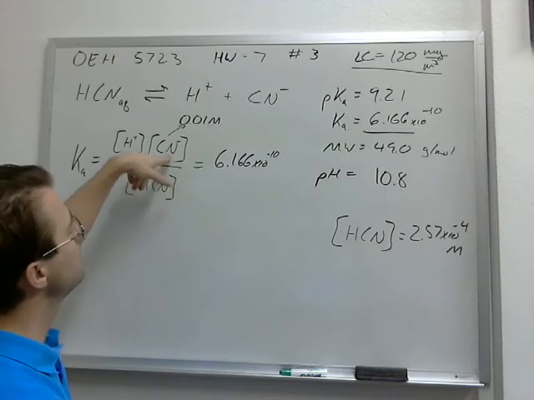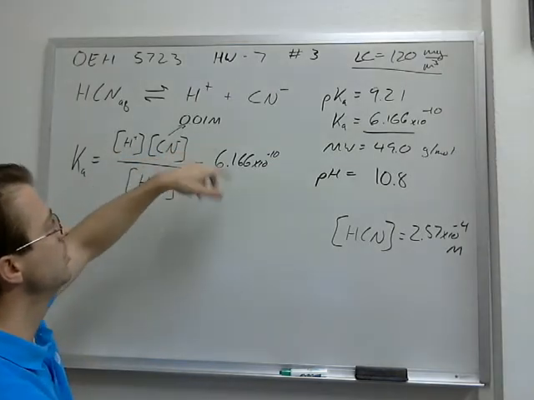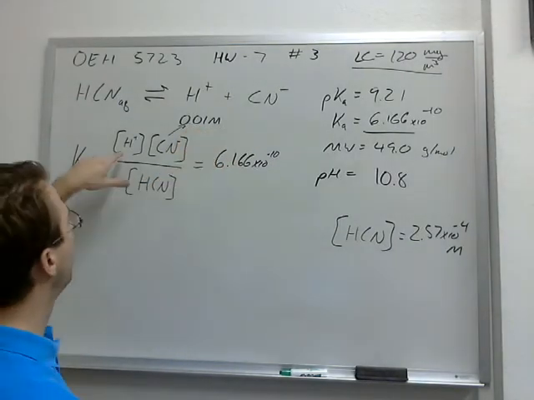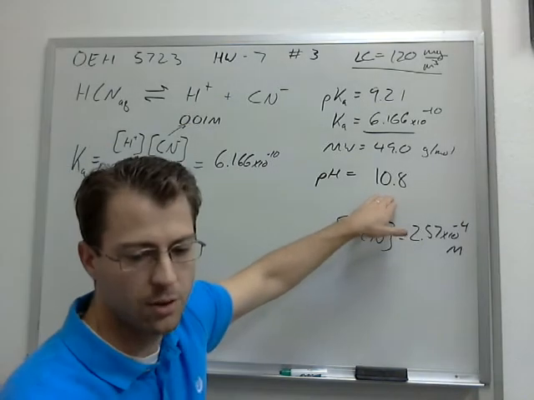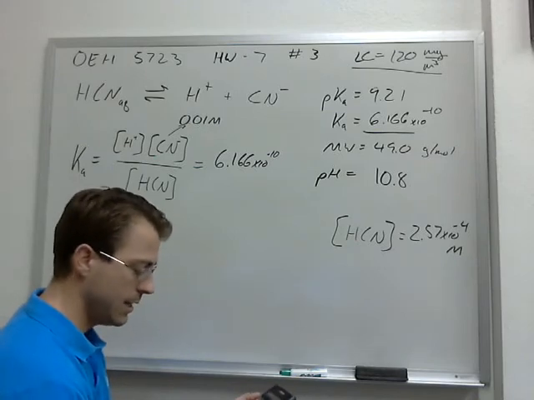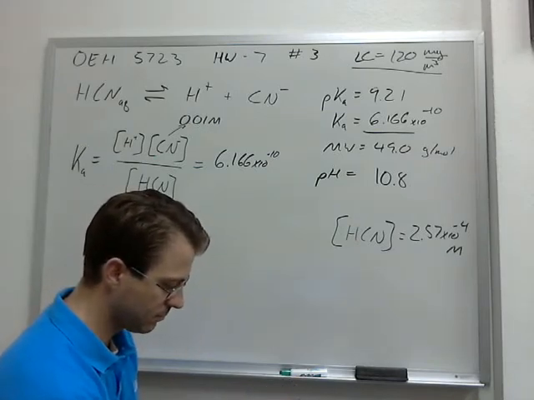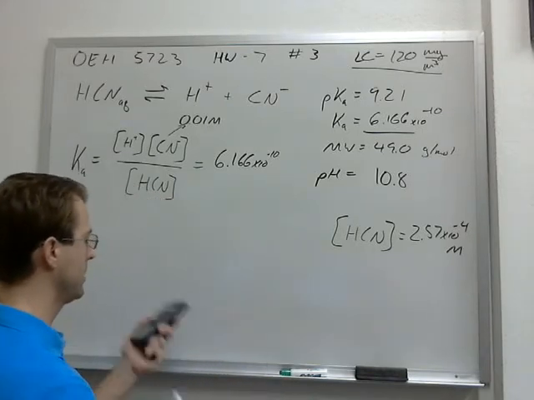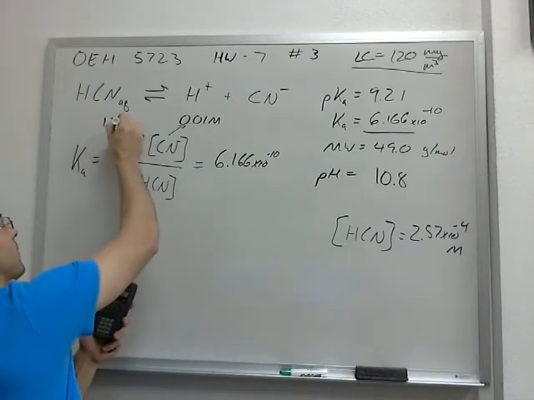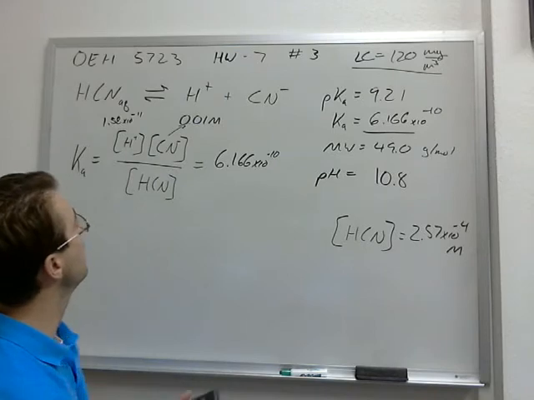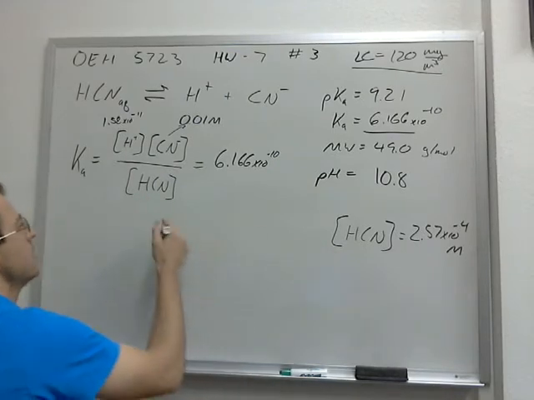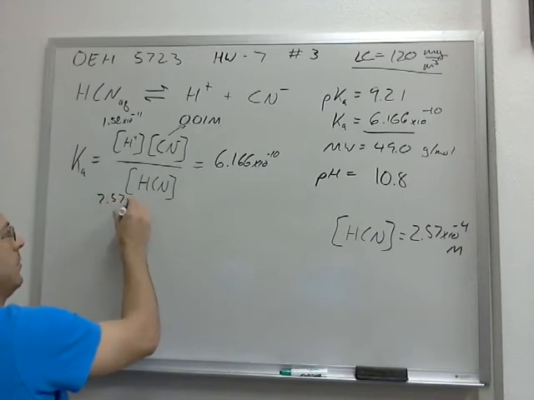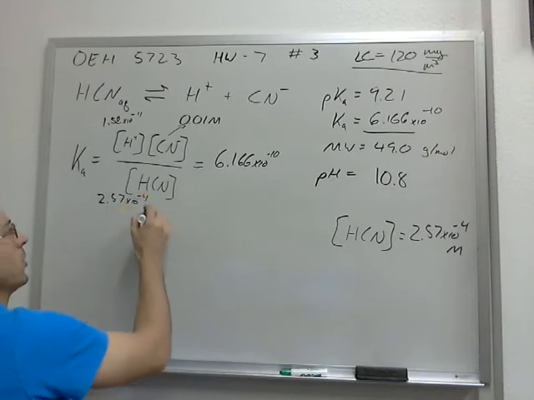From the previous problem, we determined that our cyanide concentration, based off of putting a kilogram of sodium cyanide into 2,000 liters, was 0.01 molar. Our hydrogen ion concentration came from the fact that we have a pH set at 10.8 and it's buffered, so that comes out to 1.58 times 10 to the minus 11. And then our HCN we have right here as 2.57 times 10 to the minus 4 molar.